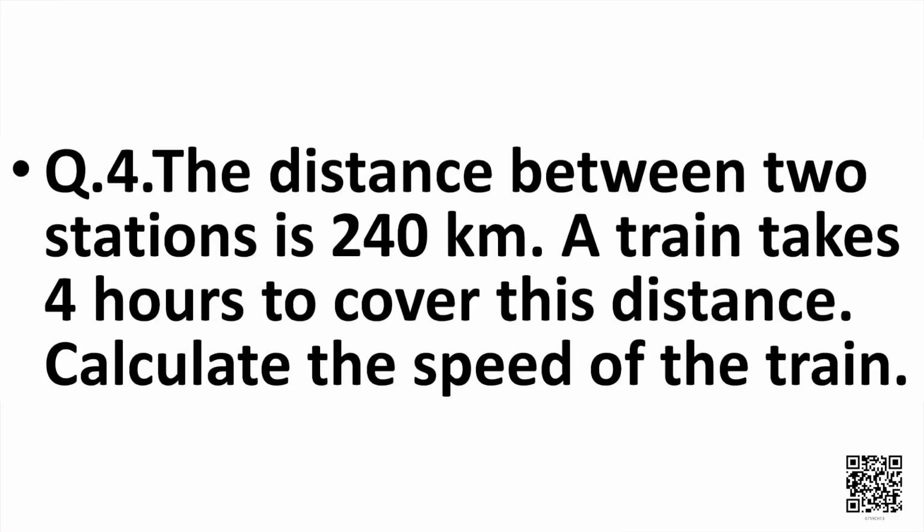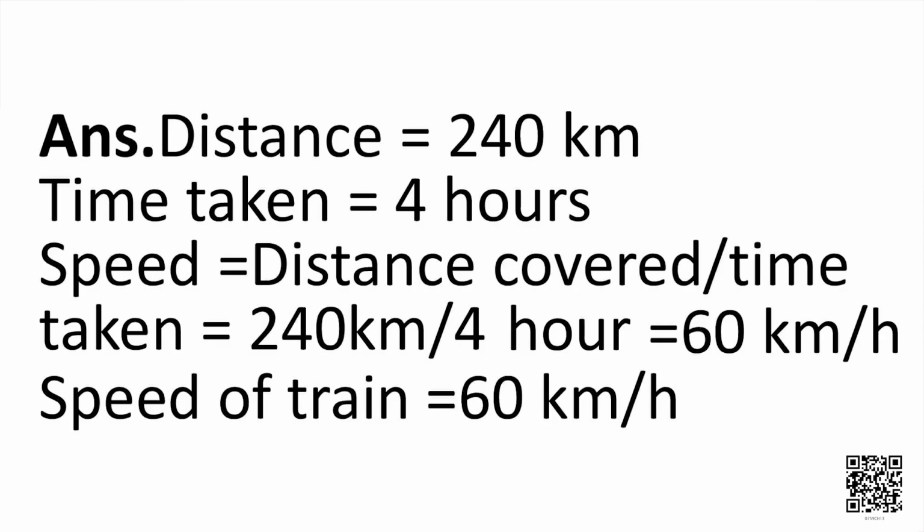Moving on to another question. The question is, the distance between two stations is 240 kilometers. A train takes 4 hours to cover this distance. Calculate the speed of the train. So students, first we will write the data given to us. That is, distance is equal to 240 kilometers. Time taken is equal to 4 hours. So we know that the formula for speed is distance covered divided by the time taken. Hence it is equal to 240 kilometers divided by 4 hours. This is equal to 60 km per hour. Hence the speed of the train is 60 km per hour.